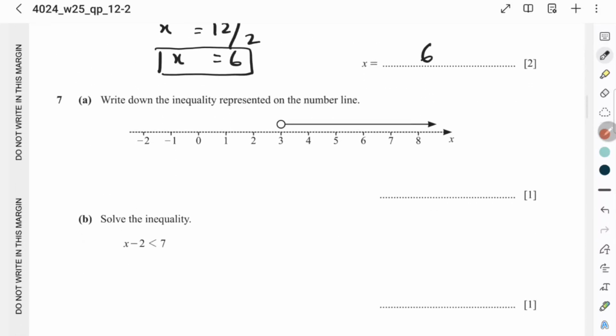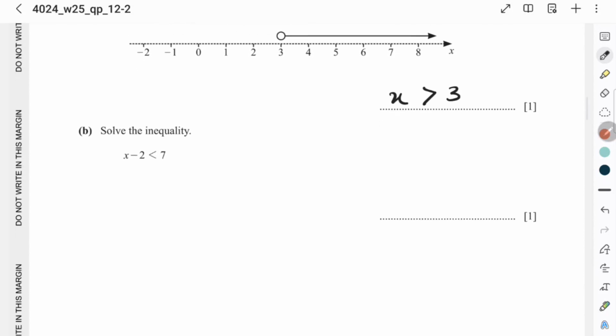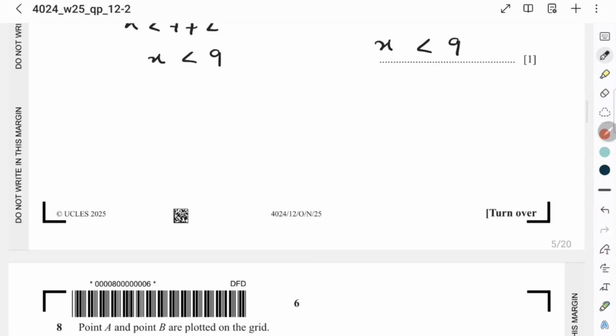Question number 7, write down the inequality represented on the number line. So it's more than 3, so x is greater than 3, and it's not a full circle, so we don't have to write down the equal sign with it. Solve the inequality. x minus 2 is less than 7, so x is less than 7 plus 2, and x is less than 9, so this is your answer. Okay, now the next question.